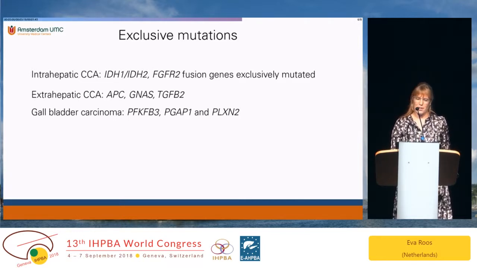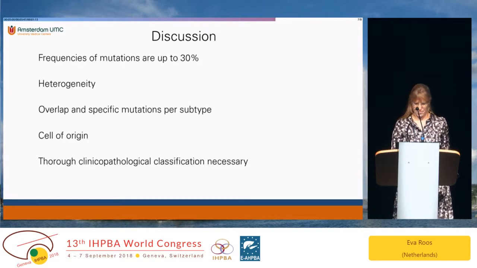And in extrahepatic cholangiocarcinoma, you see that those tumors are more related to gastrointestinal tumors and pancreatic tumors. And they have mutations in APC, GNAS, and TGFBR2 genes that we also know from, for example, colorectal carcinoma and periampullary carcinomas that have intestinal subtype. Gallbladder carcinomas are quite distinct, and they have mutations that involve the cell metabolism.